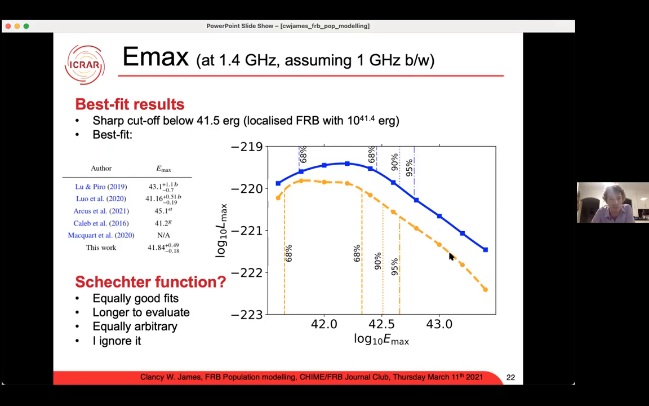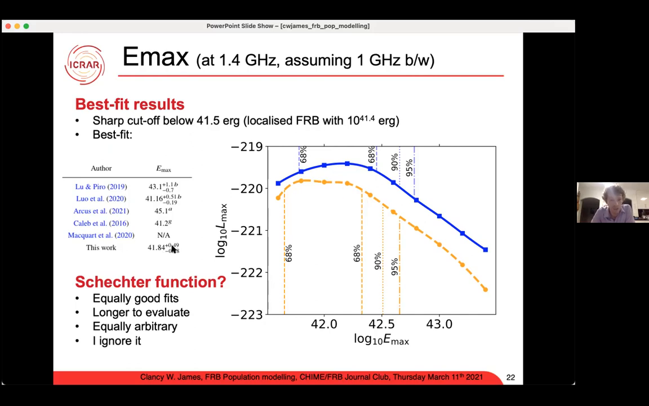And if you're into modeling FRBs, you probably care about this for emission mechanisms. And if you're not, you don't. And if you compare this to different estimates, Wayne's paper used a very high value, but we broadly agree with estimates from Lau et al., the other people who did it properly. This is the best fit value here, 10 to the 41.84 and so on.